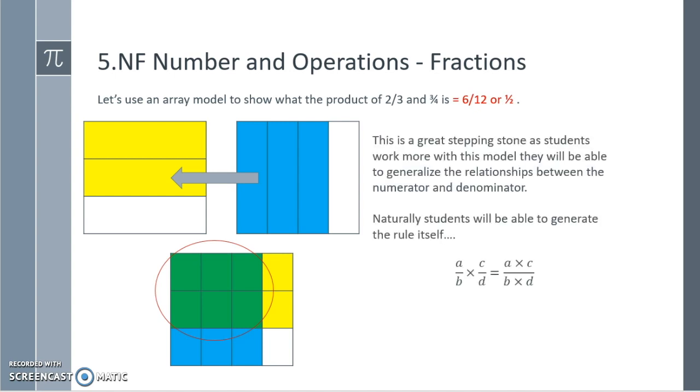This is a great stepping stone. As students work more with this model, they will be able to generalize the relationships between the numerator and the denominator. Naturally, students will be able to generate the rule itself, that when we multiply two fractions, we multiply straight across.